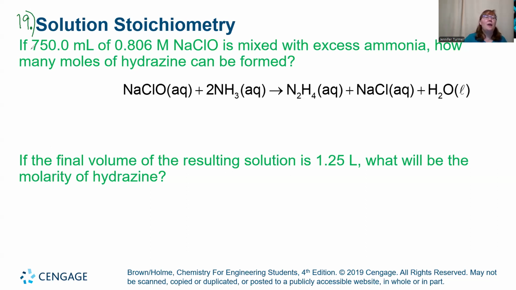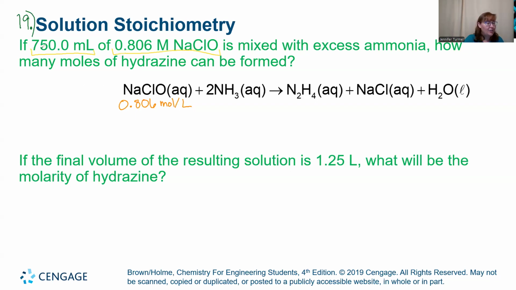First, you notice here that you have 750 milliliters of a 0.806 molar sodium hypochlorite. ClO with a 1- charge is hypochlorite. So first of all, what this 0.806 means is that we have 0.806 moles per liter. That's what the molarity means.